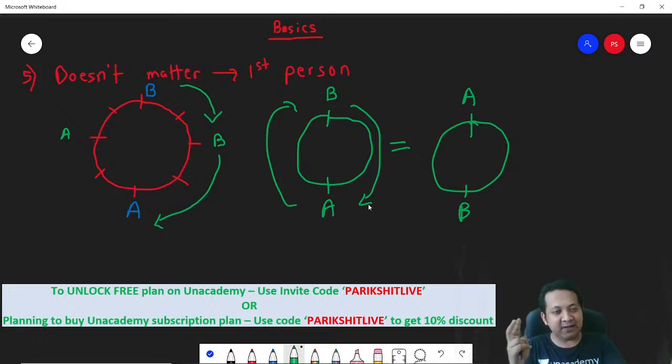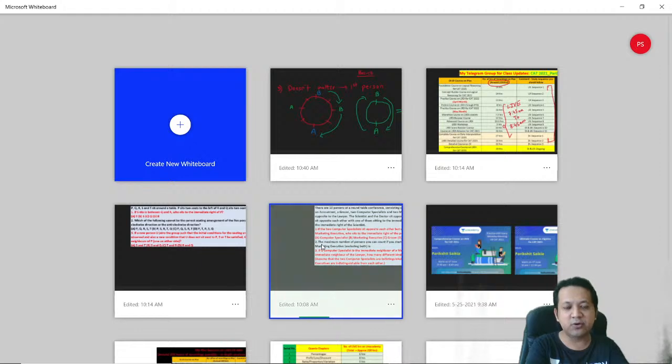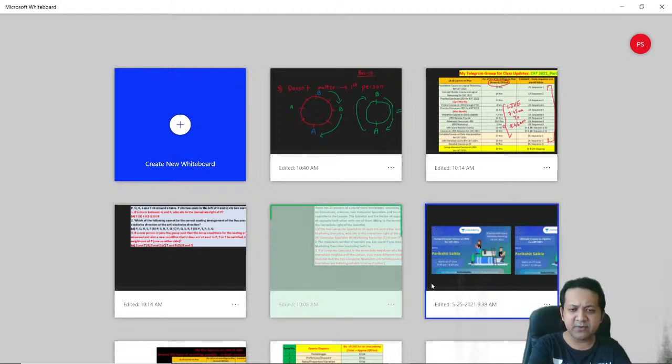So very important: first person doesn't matter. Left means immediate left. Right means immediate right. Farthest away means they are opposite each other. These three or four basic points you have to remember. They are the most important. Now with these basics, let's get started and try solving a caselet. Let's have a look.